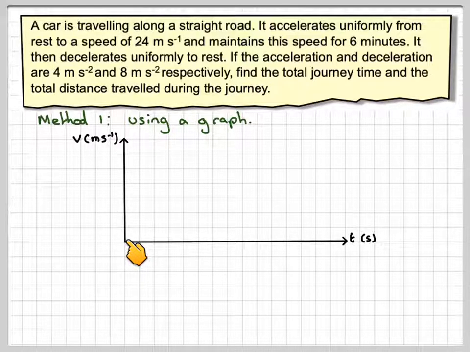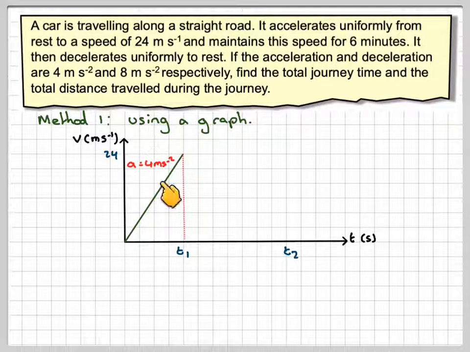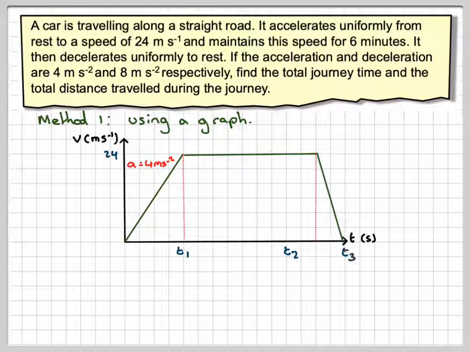It accelerates uniformly, so it will accelerate to this point here, t1. So that's 4 meters per second squared. Then it travels at a constant speed, this point here being t2, and then it decelerates at a faster rate than here. Then we get t3. Now what we've got to find is t3 for the first part, and then we can find the area underneath the graph.